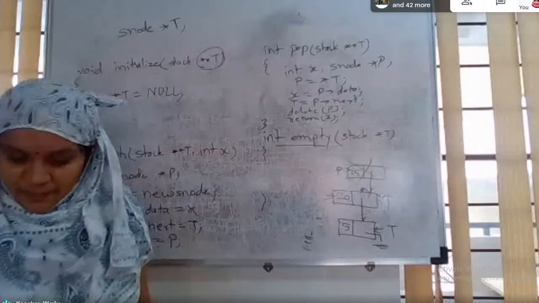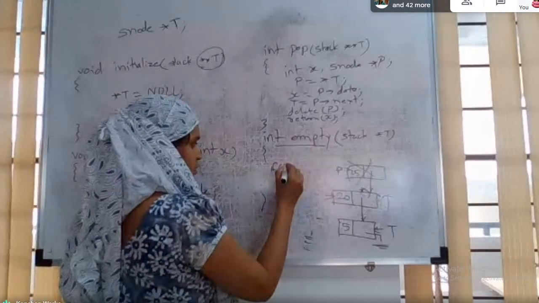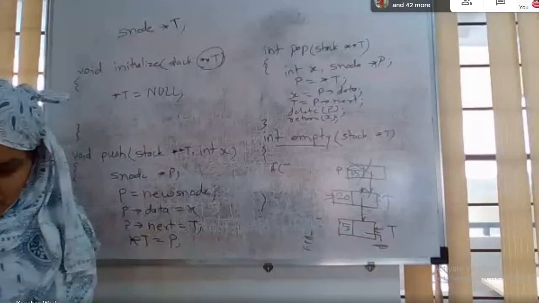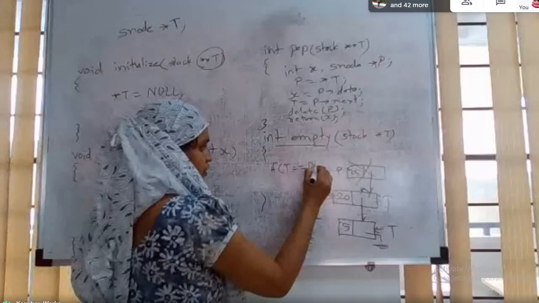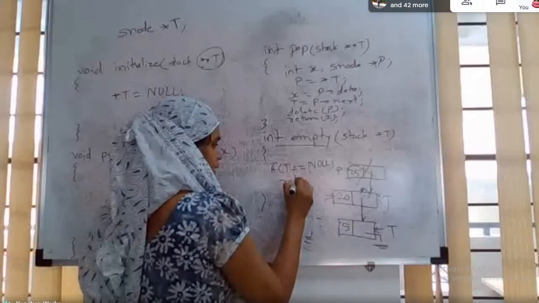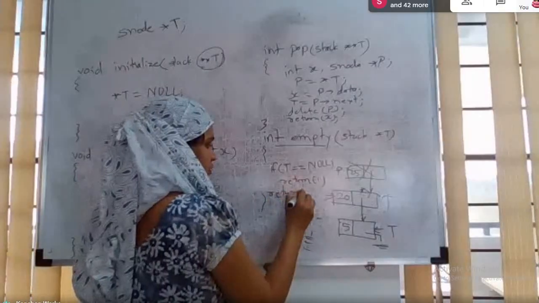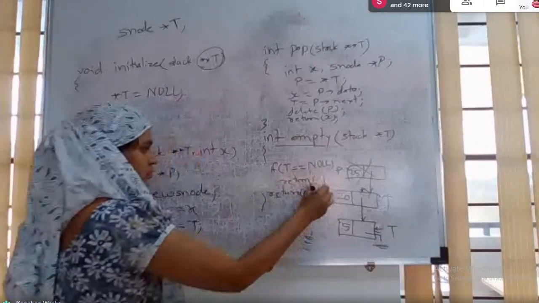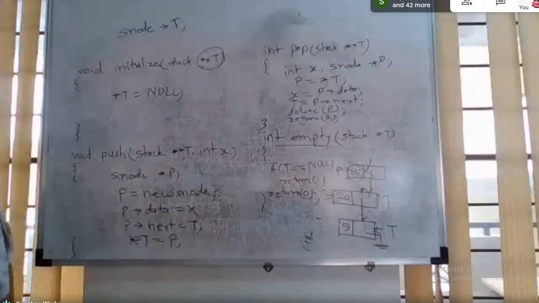Last is empty. How will you check empty? If top is null, means if t is equal to null, return 1, else return 0. Yes?